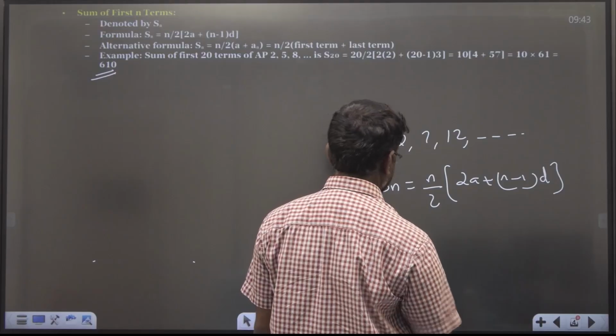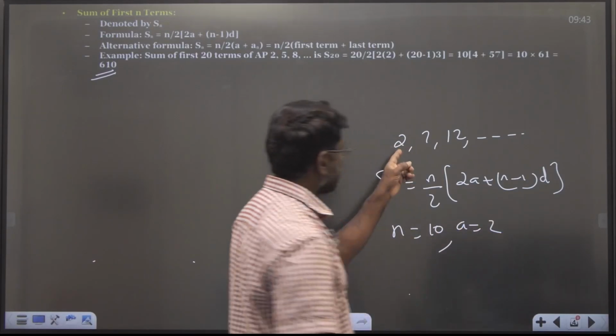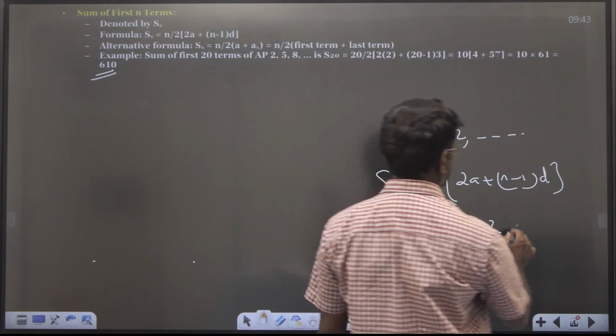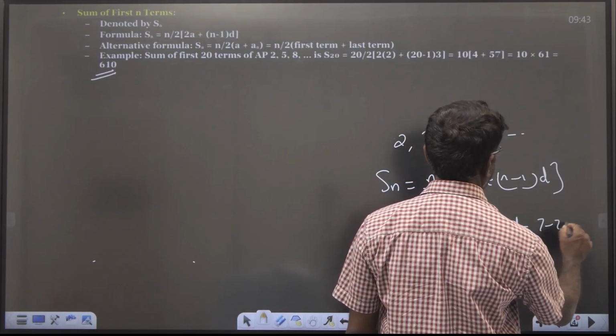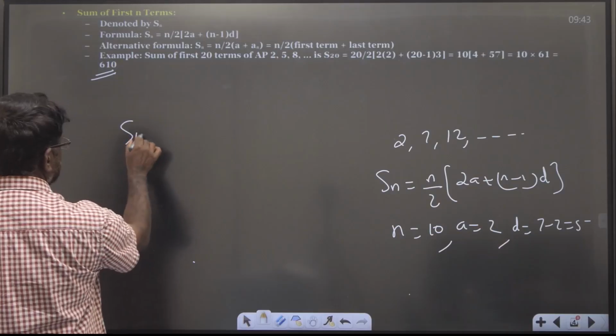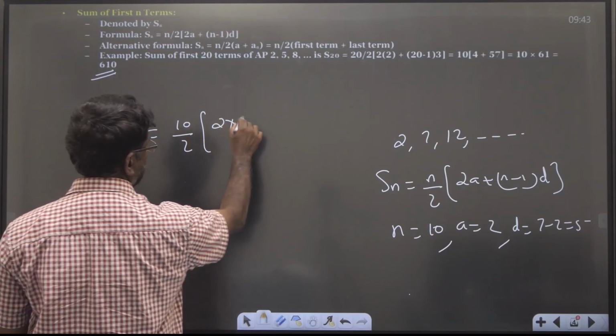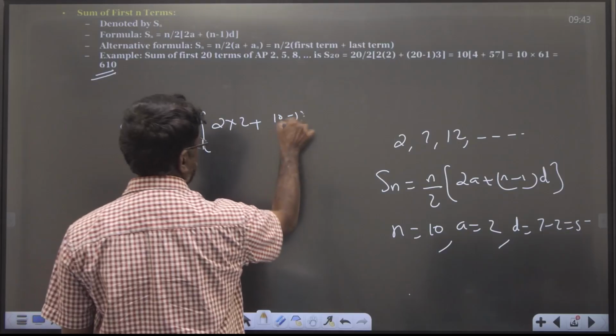Here n is given as 10. A is equal to 2, that is from the question. What is d? d equals 7 minus 2, which equals 5. You substitute here: S10 is equal to 10 by 2 into 2 into 2 plus 10 minus 1 into d, what is d?